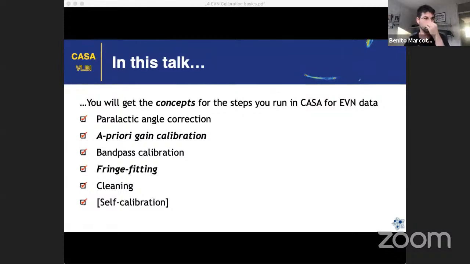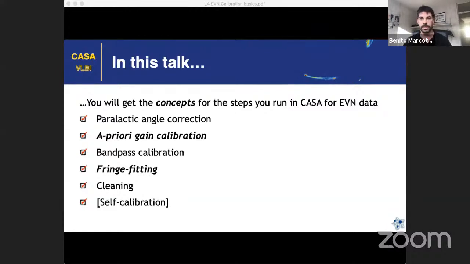As you may know, you already saw from the lecture yesterday, we have different calibration steps to conduct in VLBI data. This is a list of the common ones that should be applied in AVN datasets, for example, the parallactic angle correction that was mentioned yesterday, and simple ones. Some of the calibrations are exactly the same, not only for VLBI, but for almost any radio data analysis, like the bandpass calibration, and of course, cleaning and self-calibration.